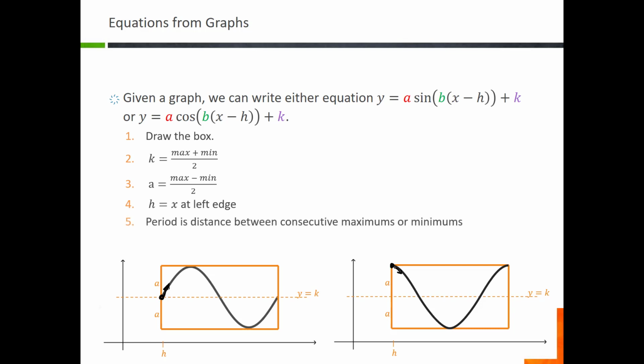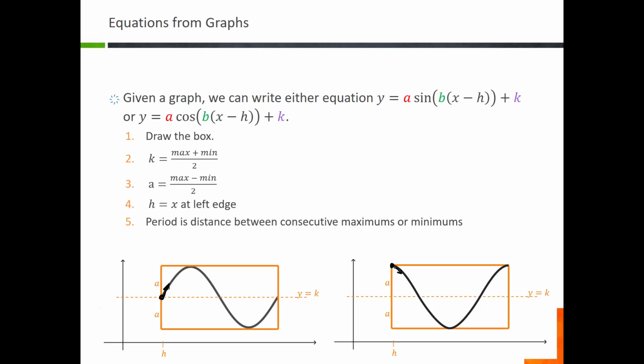All right, we're not done yet. We've only found k, a, and h. We then have to find the period. There's multiple ways you can do that. Usually the easiest method is just to find 2 consecutive maximums or 2 consecutive minimums on the graph, and then figure out how far apart they are on the x-axis in the horizontal direction. So what's the x-coordinate for the first maximum, what's the x-coordinate for the second maximum, and then just subtract. And that will give you your period.